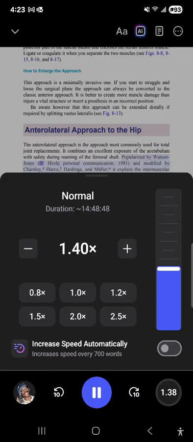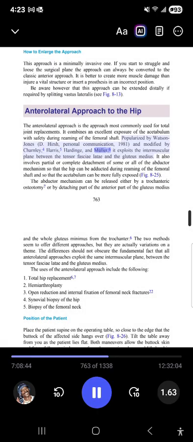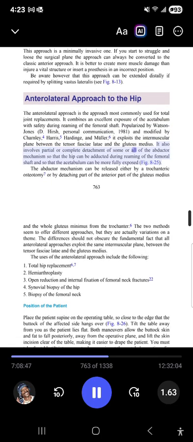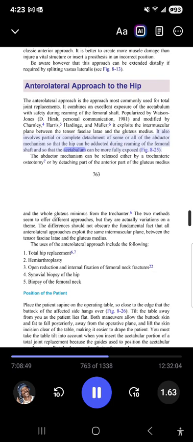Popularized by Watson Jones and modified by Charnley, Harris, Hardinge, and Mueller. It exploits the intermuscular plane between the tensor fasciae latae and the gluteus medius. It also involves partial or complete detachment of some or all of the abductor mechanism so that the hip can be adducted during reaming of the femoral shaft and so that the acetabulum can be more fully exposed.